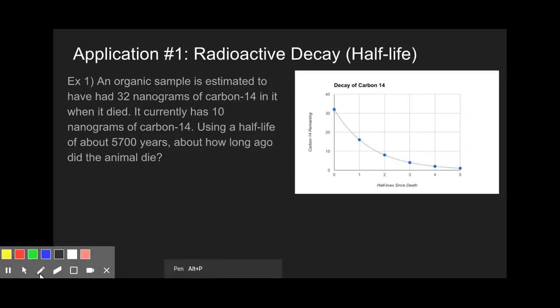Why can't I make this smaller? That's irritating.